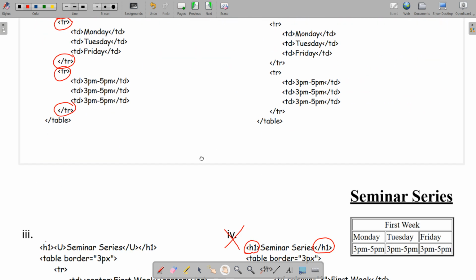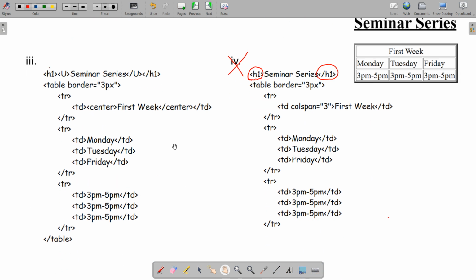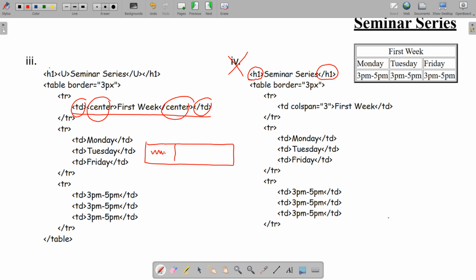Let's see what's the problem with the third one. Yes, the clear problem is there. The colspan part is missing. They just have the TD and center tags, and TD and center tags. TD and center tag will create a row with just one cell, right? Then the content is going to be in the middle, not merged. Since it is not merged, the third one is also disqualified, because in the first row this cell is merged.